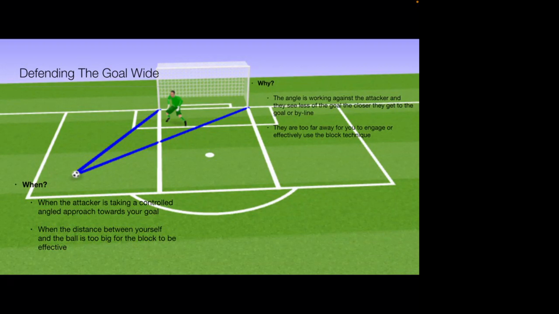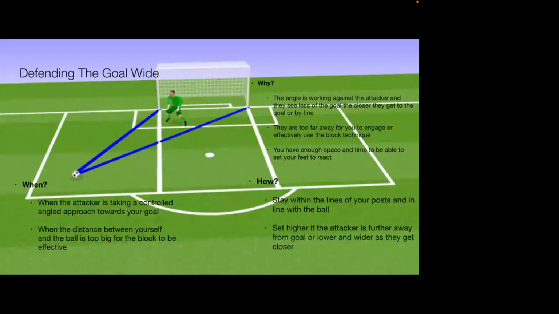The attacker's too far away from you for you to be able to go and engage them, or for you to effectively use a block technique. And you have enough space and time to be able to set your feet to react. So how? Stay within the line of your posts and in line with the ball. So your line is ball, body, middle of the goal. You're going to set a little bit taller if the attack is further away. And as they get closer, you would set lower and wider.